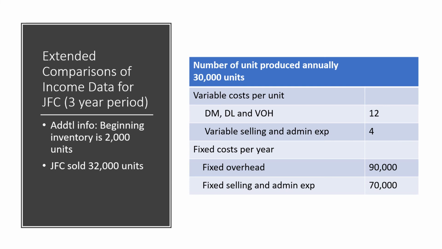Problem, this time, gamitin natin 3-year period. So, meron tayong additional information. Beginning inventory natin is 2,000 because if you remember, yung ending ng second period is 2,000 units. Tapos this year, gaano karaming nabenta ng JFC Corporation? 32,000 units. And then, with regards dun sa ibang data, the same pa rin sa year 1 and year 2, wherein sa JFC nakapag-produce ng 30,000 units. Variable costs per unit natin is still the same as well as our fixed costs per year.